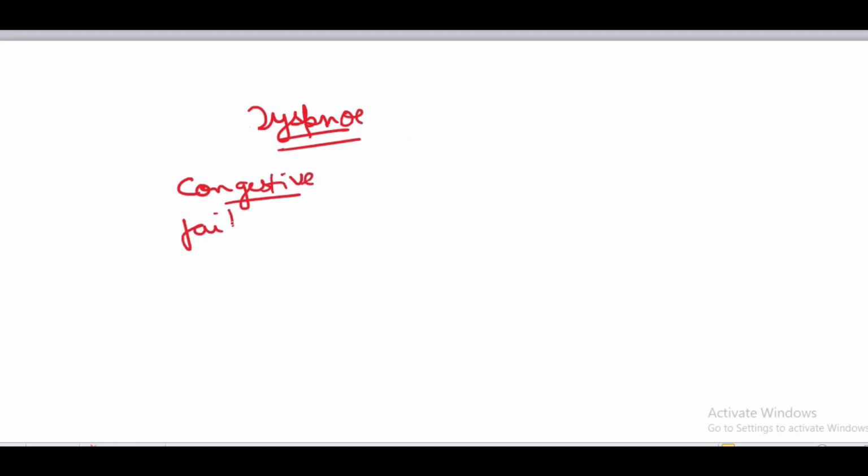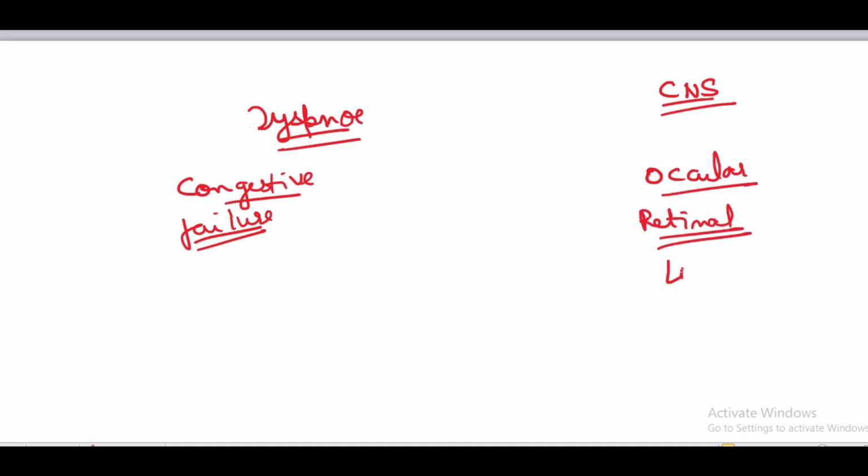The heart is unable to pump blood effectively. Apart from that, there could be central nervous system changes like fatigue, dizziness, tinnitus, drowsiness, numbness, and tingling. Ocular involvement could be there, such as retinal hemorrhage, menstrual disturbance, and loss of libido.